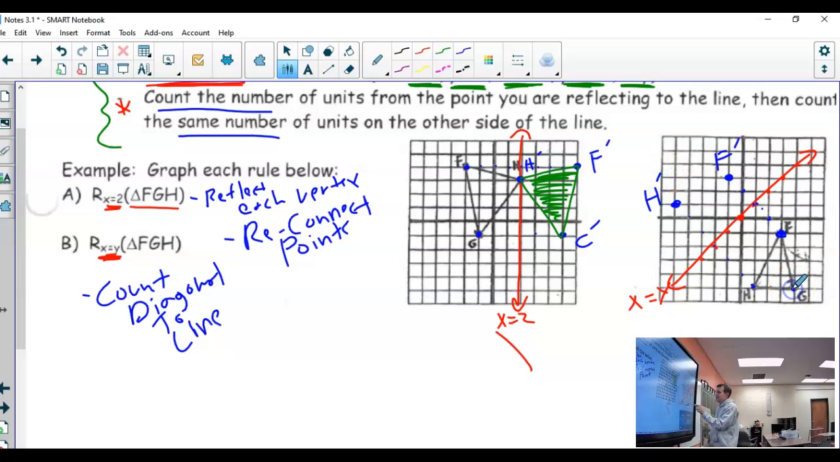G is a little tricky. It's 1, 2, 3, 4 and a half. It's 4 and a half. So I go a half, 1, 2, 3, 4, and there's G prime. And I'll shade it in. And there is my reflection triangle across that line. All right, you can now do a reflection.